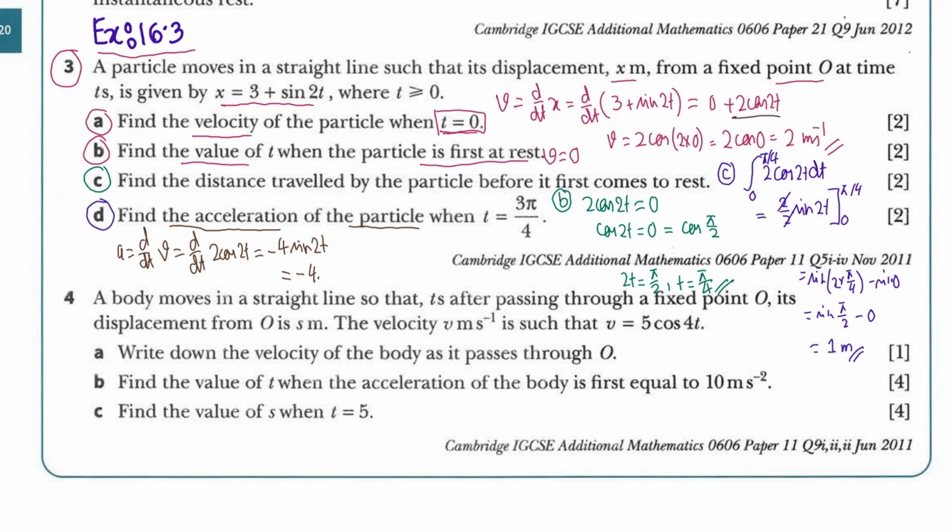So we are now putting our t value, 2 into 3 pi by 4. Let me put it here. So this is 2 times 3 pi by 4, which is 3 pi by 2, so minus 4 sine 3 pi by 2. We all know sine 3 pi by 2 is minus 1, so minus 4 into minus 1 gives us 4 meters per second squared. So this is our answer of this question. Hope you understood the way we did the question.